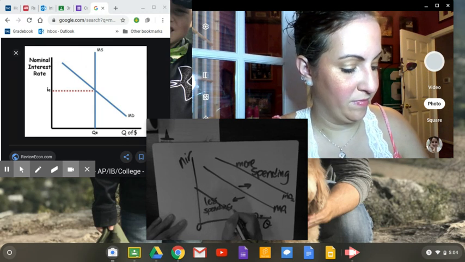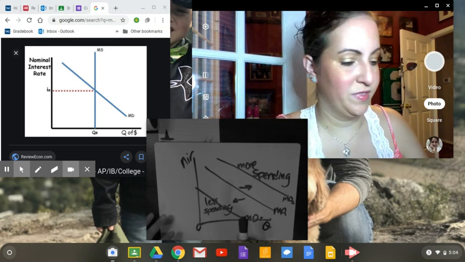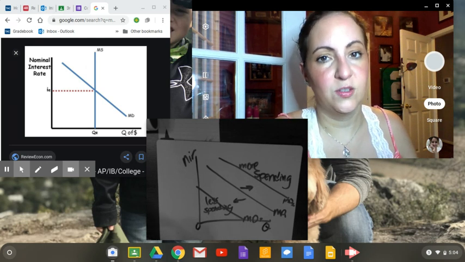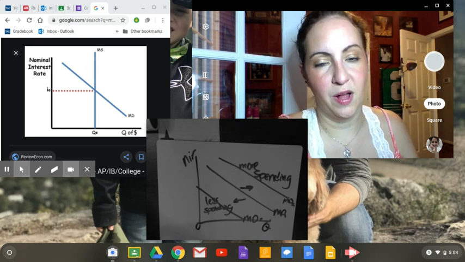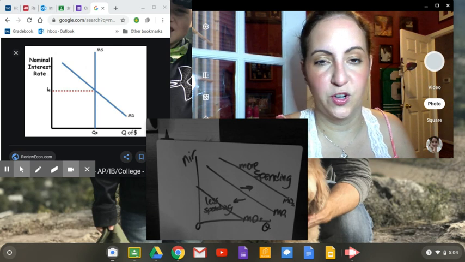Okay. And that little shifter right there is what allows automatic monetary policy to happen, even when the Federal Reserve doesn't do anything.